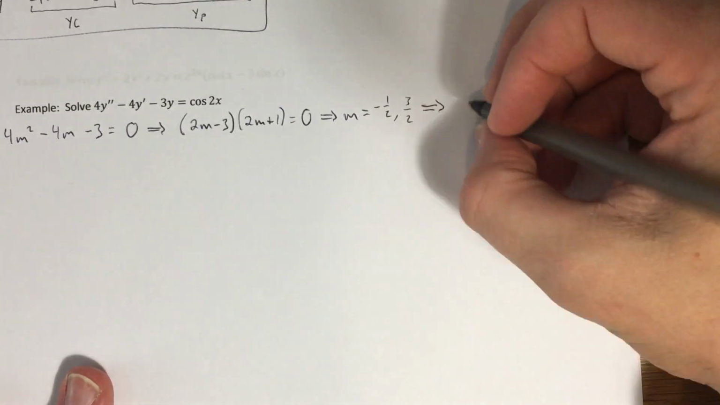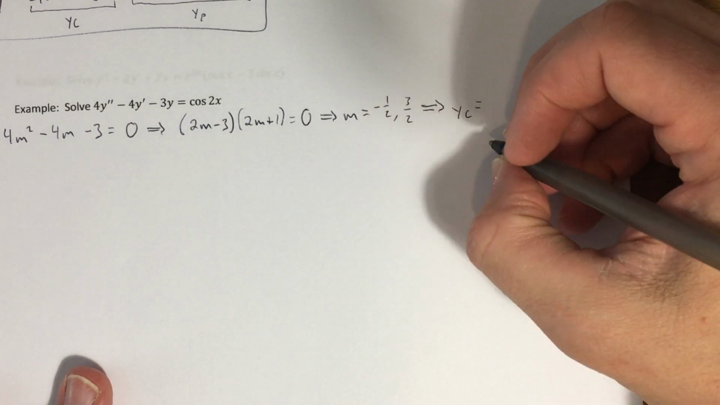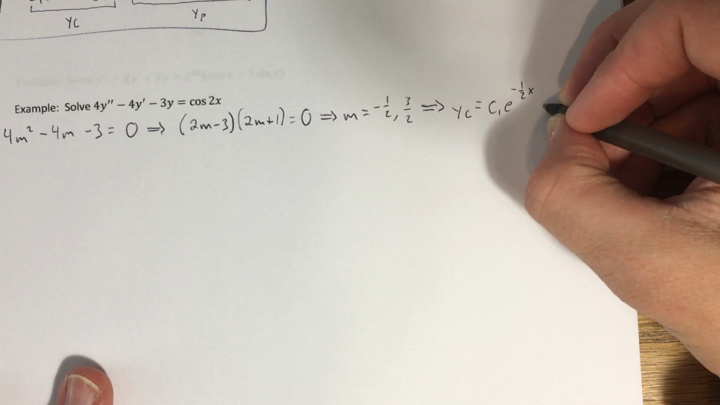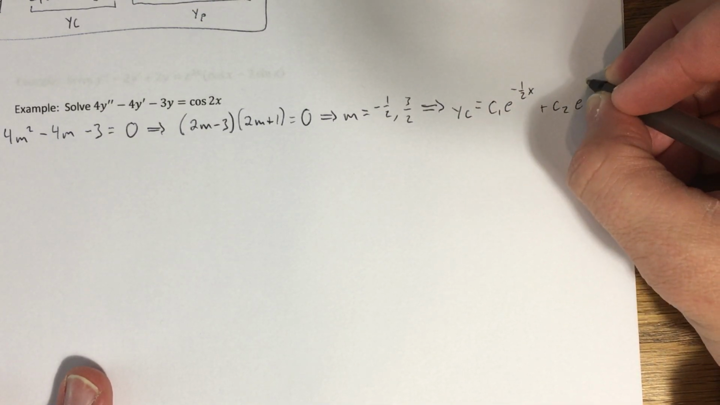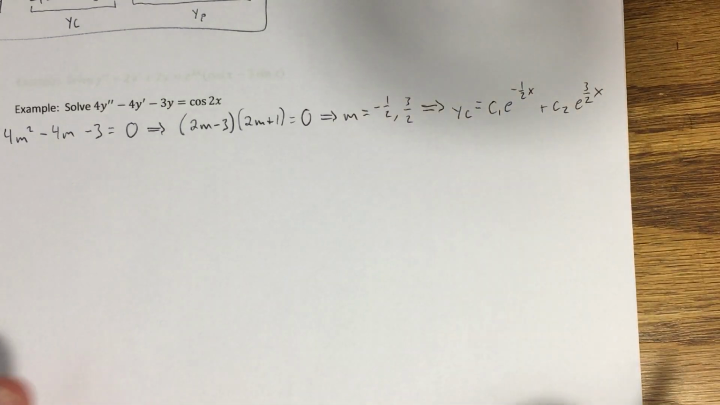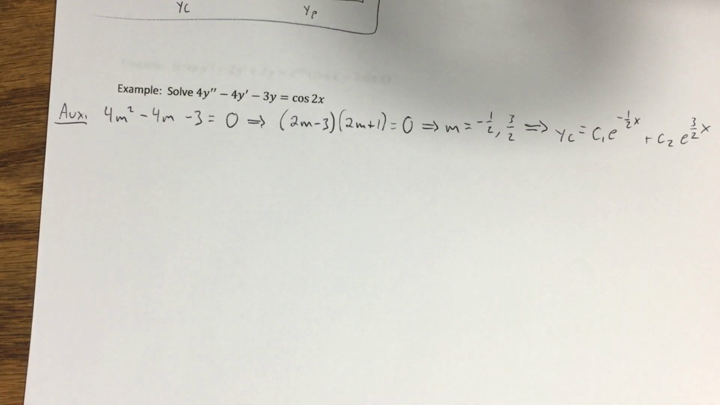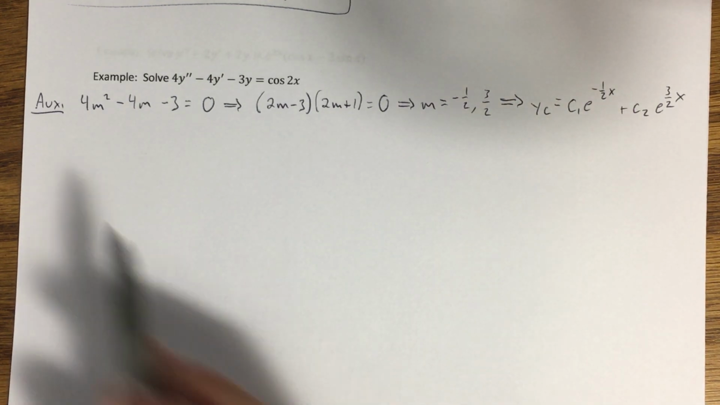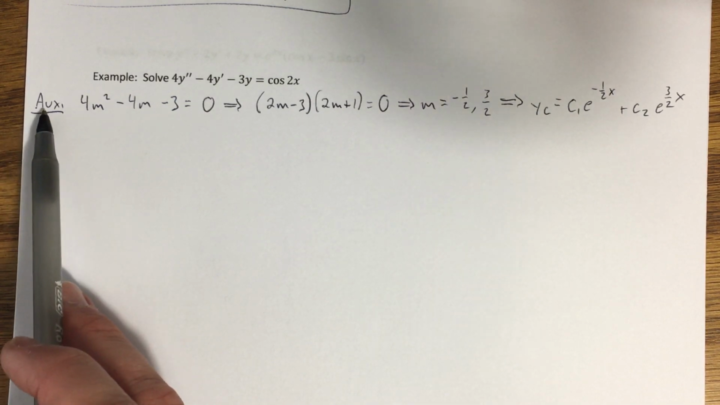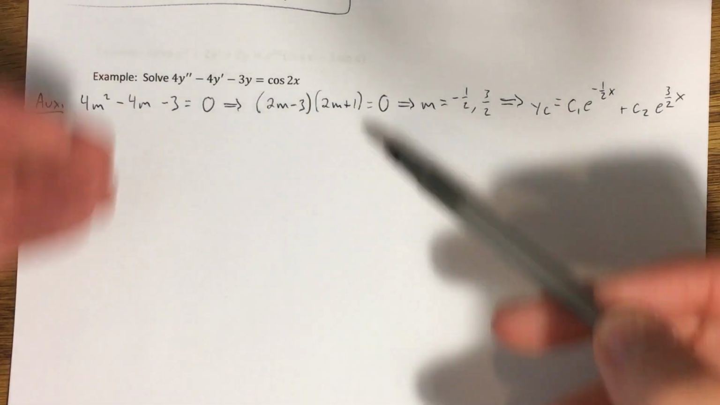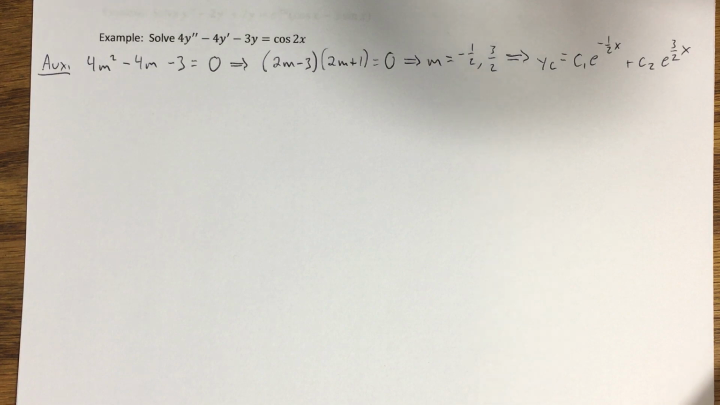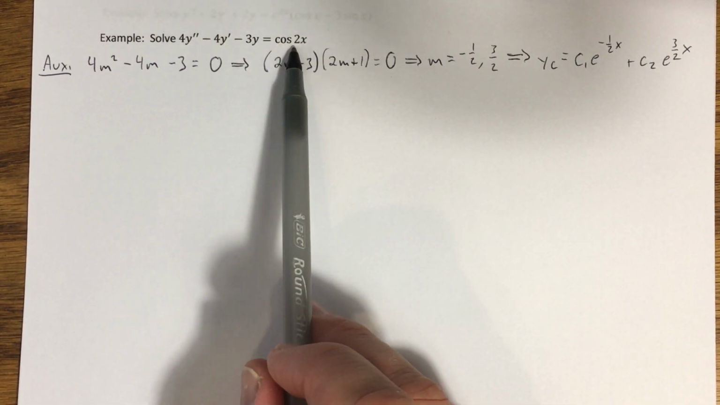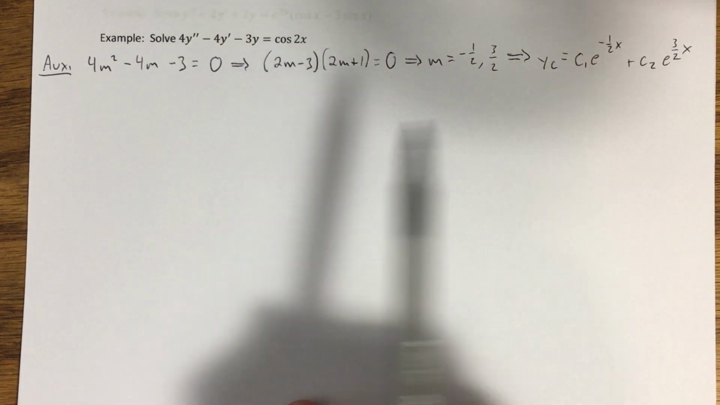So this tells me that my complementary solution, yc, is equal to c1 e to the negative 1/2 x plus c2 e to the 3/2 x. Okay? As you're going to keep seeing, the work that goes into finding these complementary solutions oftentimes can just fit on one line, whereas the rest of the work is going to fill up all this space here. So this time we are looking at cosine as our g of x, cosine of 2x in particular.